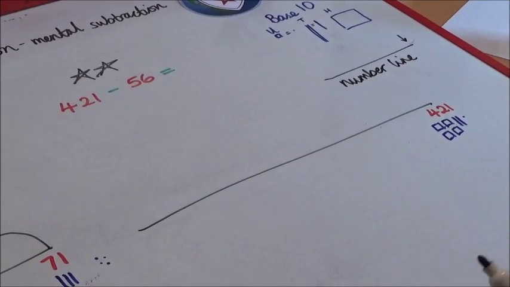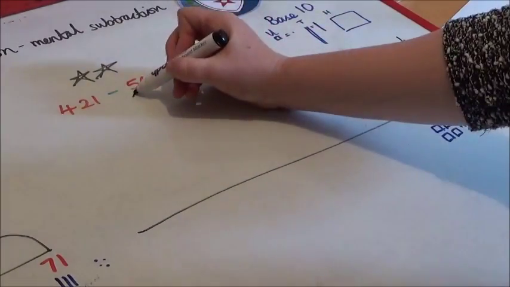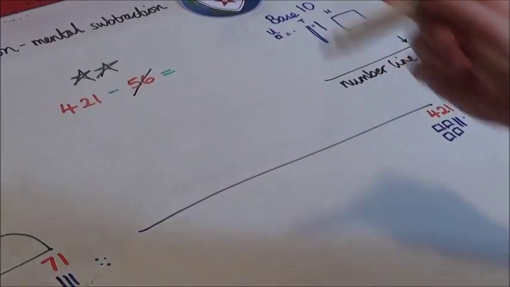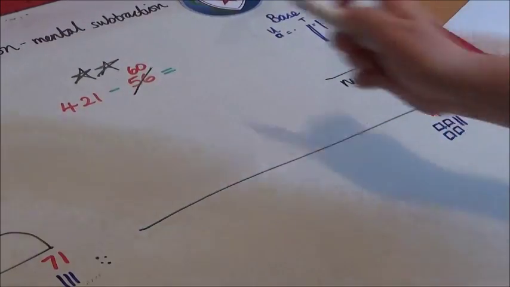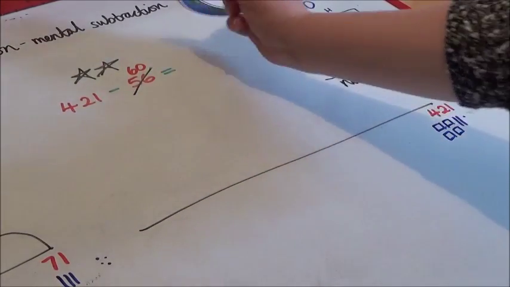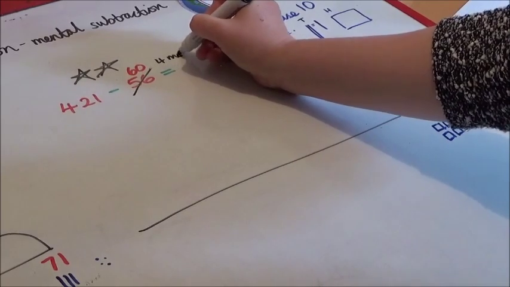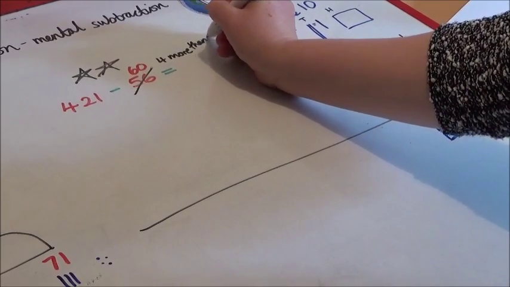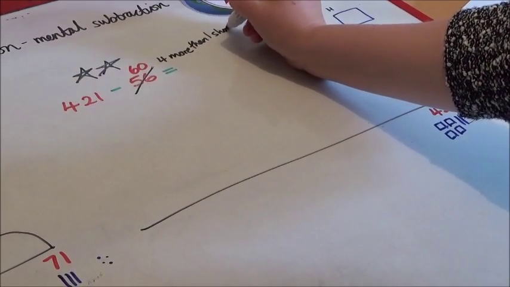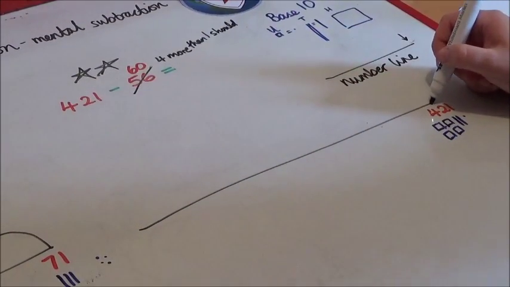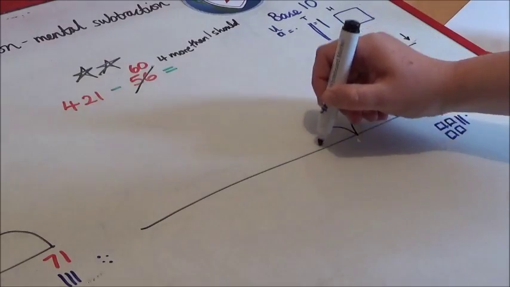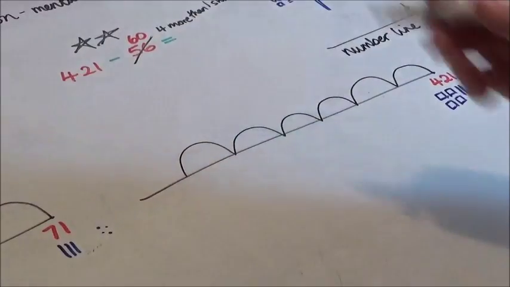So again, I'm going to use my fluency understanding. I'm going to make that 60, which, because we know our number 1 to 10, we know is 4 more than I should have. So I'm going to take off 6 tens. 1, 2, 3, 4, 5, 6.